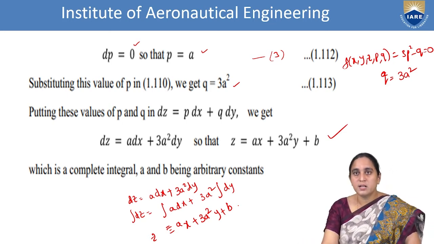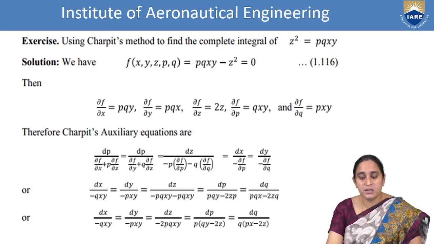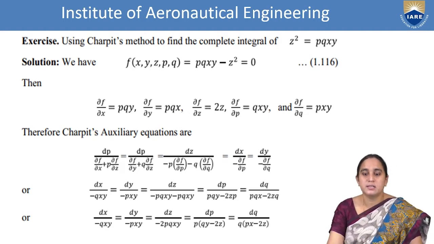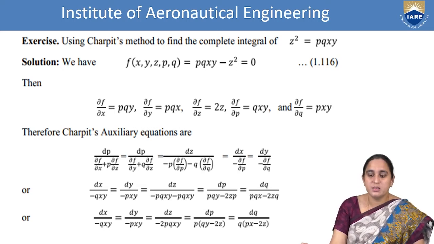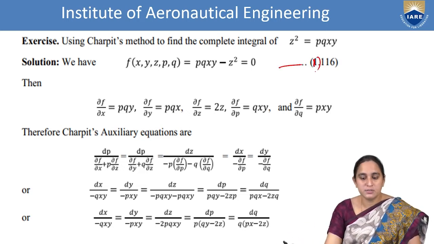Now I'll go through the second question from Charpit's method. Using Charpit's method, find the complete integral of z square is equal to pqxy. Let us take the given question in terms of f, that is f of x, y, z, p, q is equal to pqxy minus z square is equal to 0. Let us assume that as the first equation.